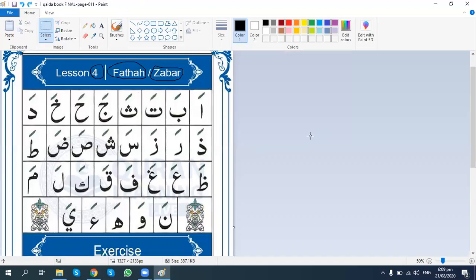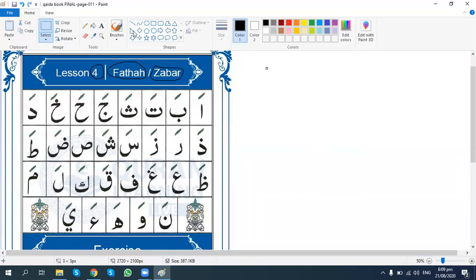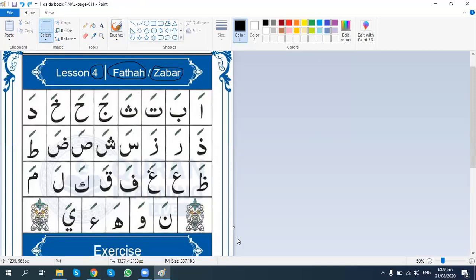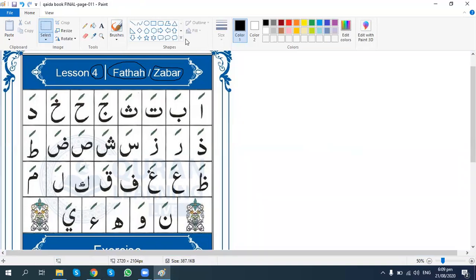First of all, you tell your students that whenever we want to read any letter, first we pronounce the letter sound, and then we pronounce the sign sound. Then we add both sounds together, and it becomes the original sound of that letter. So for example, first of all we have the letter alif, and what is the sound of alif?